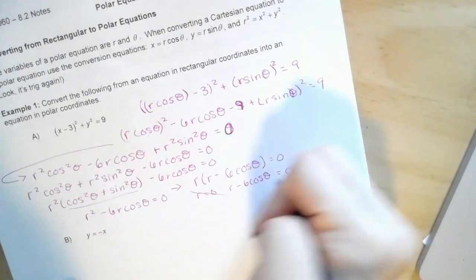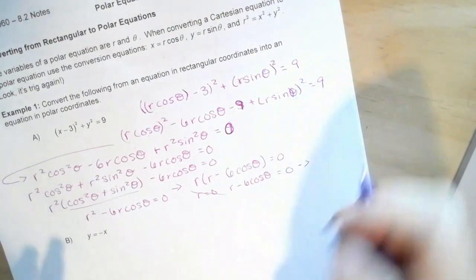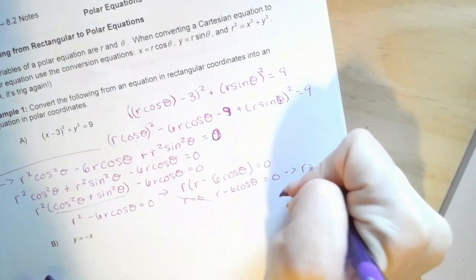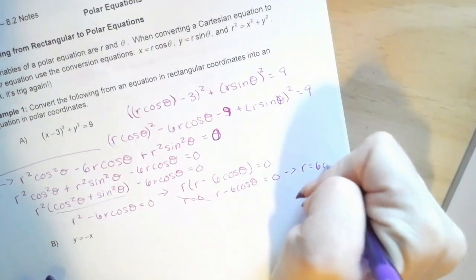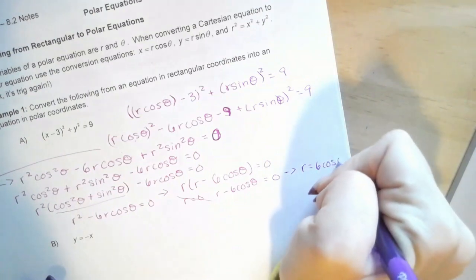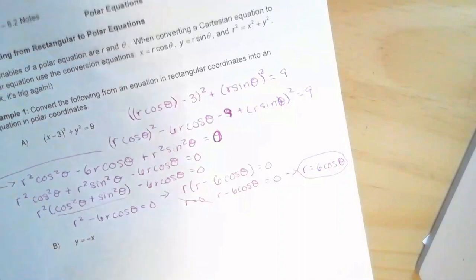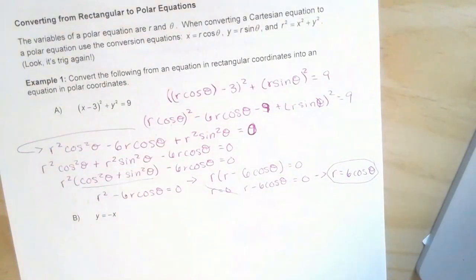And then I can see that this then, to solve for r, would be r equals 6 cosine theta. And there is our polar equation. So wherever r equals 6 cosine theta, then we know we have our equation, or our graph.